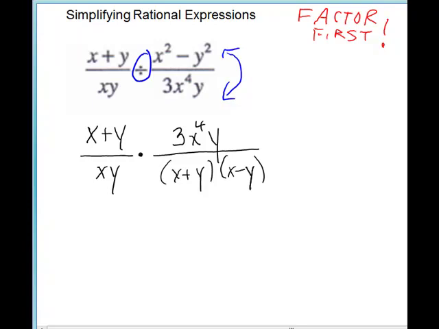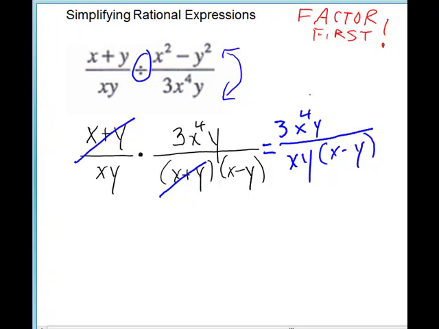And now we're ready to start simplifying on our diagonals. So the x plus y we can take out here. You can take out an x off of here and a y, or you can take them off over in your answer. It's up to you. We'll just carry them over and take them off over there. So we have a 3. We have x to the 4th y on the numerator. We have xy, and we have x minus y.